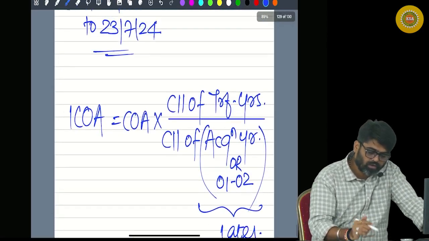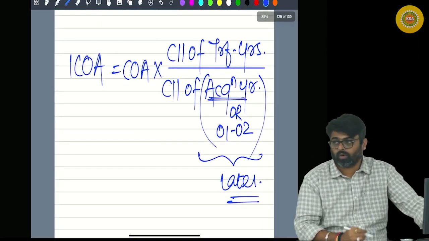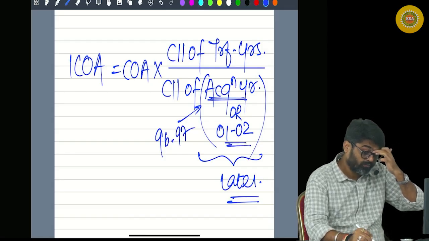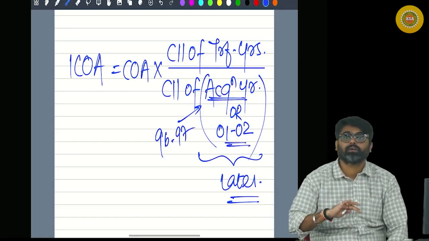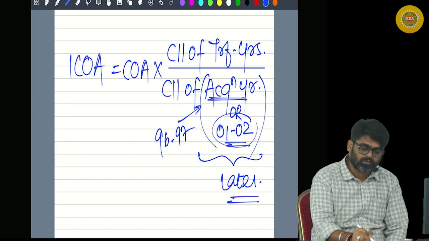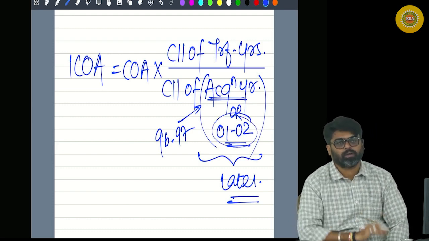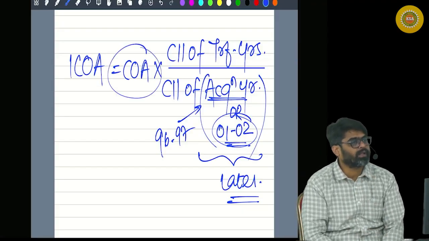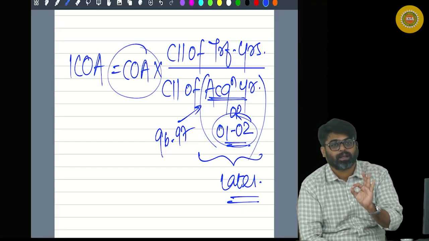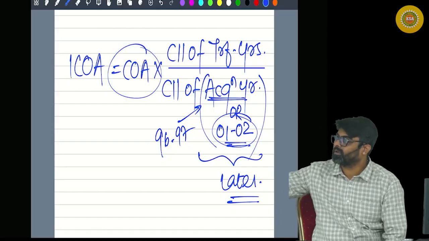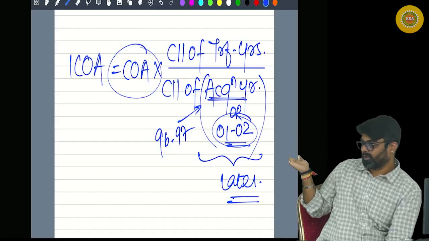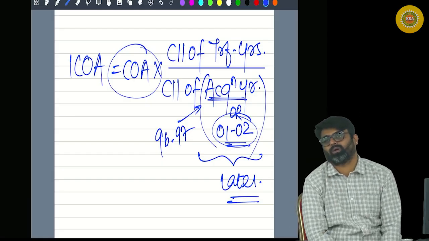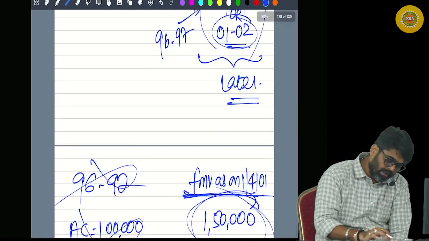Come on, tell me. What are you going to do? Take the acquisition year. What was your acquisition year? 96-97 or 1-2, whichever is later. So 1-2 is later. Take the CII of 1-2. In that case, definitely you would have taken fair market value. So fair market value has to be indexed with effect from 1-2 to your transfer year. Getting my point?